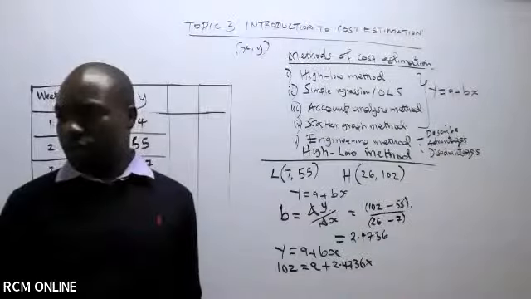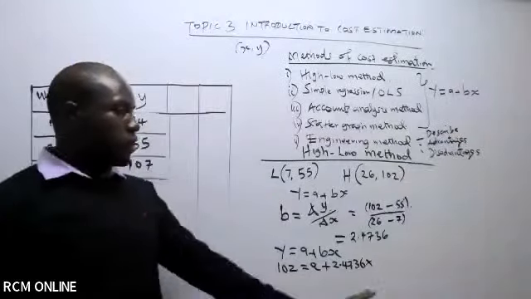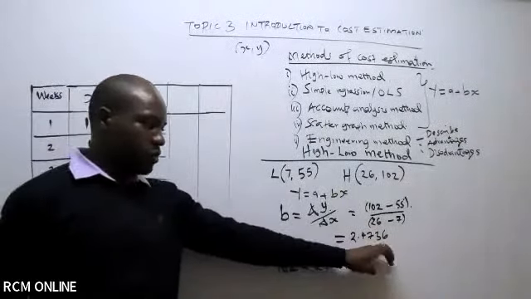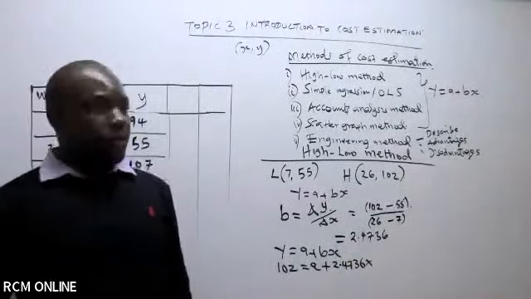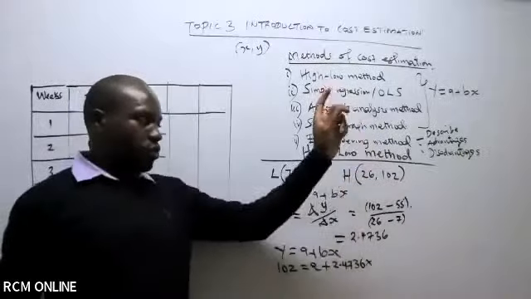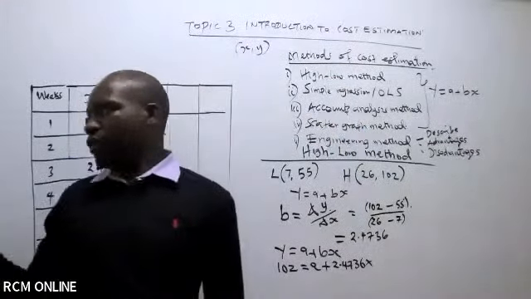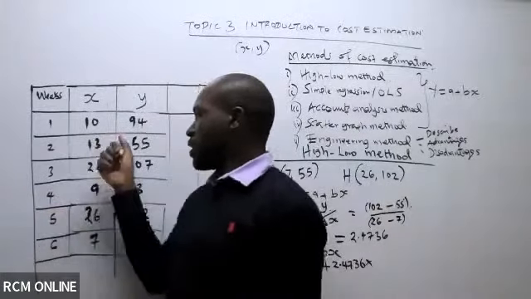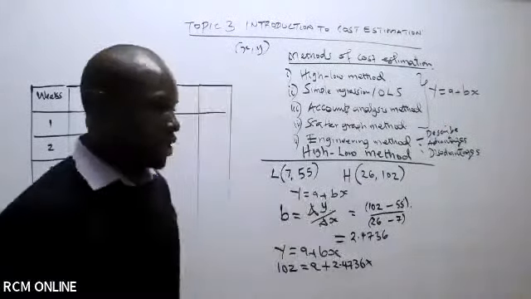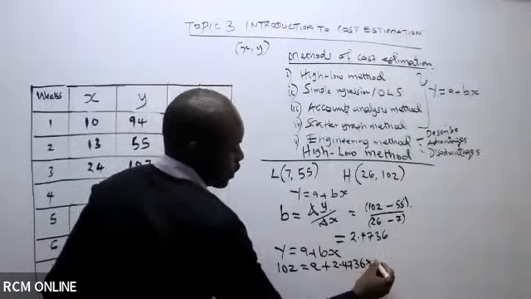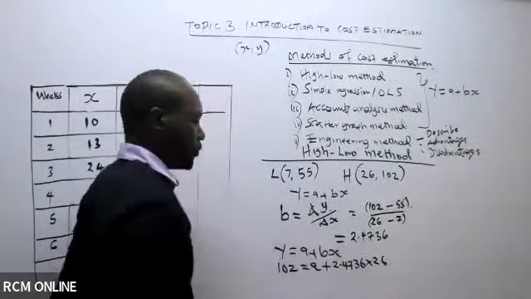Are we not rounding off? 4 decimal places. When the value of y is 102, what is the value of x? Look at it even from the table here. When y is 102, what is the value of x? 26, right? So we have 26 here.